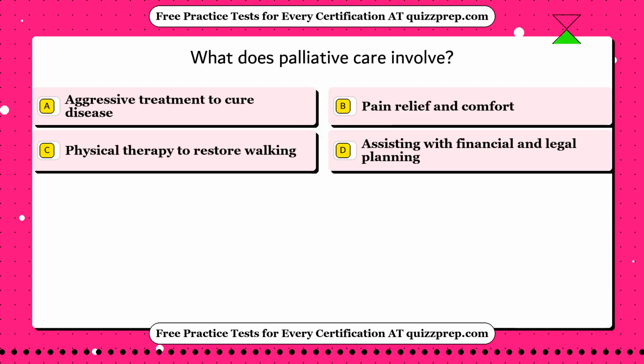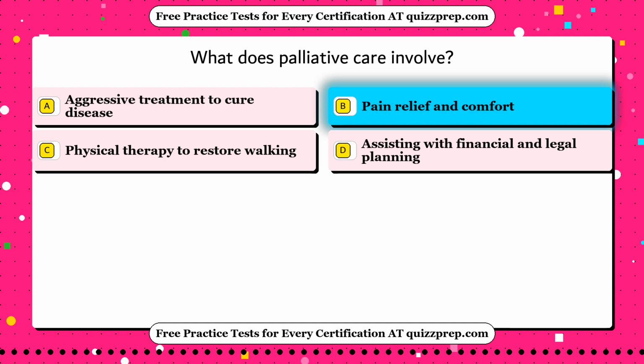Question 43. What does palliative care involve? Option A, aggressive treatment to cure disease. Option B, pain relief and comfort. Option C, physical therapy to restore walking. Option D, assisting with financial and legal planning.